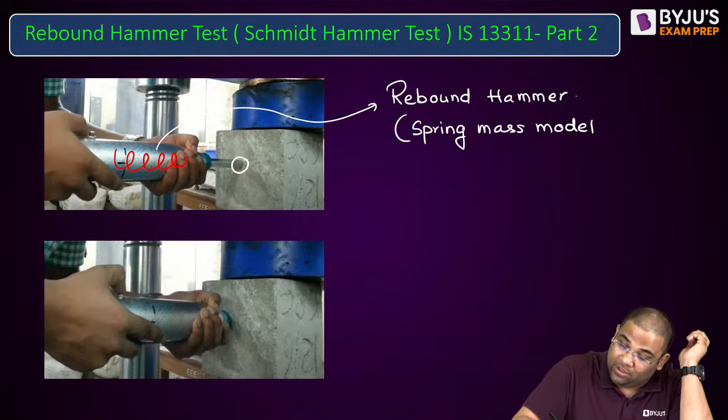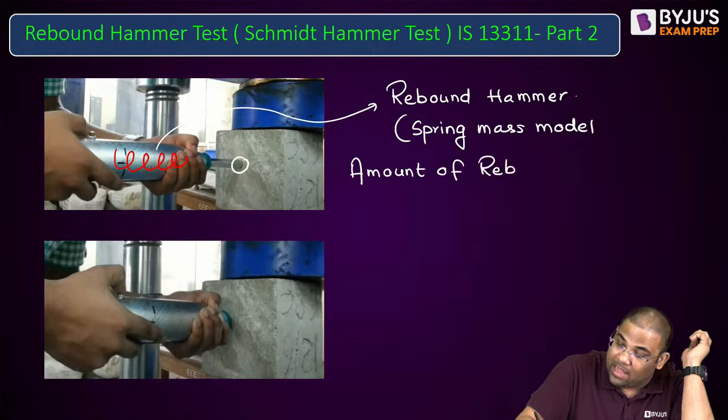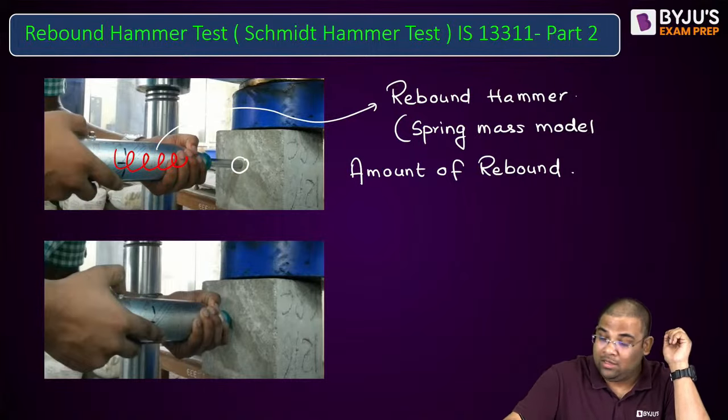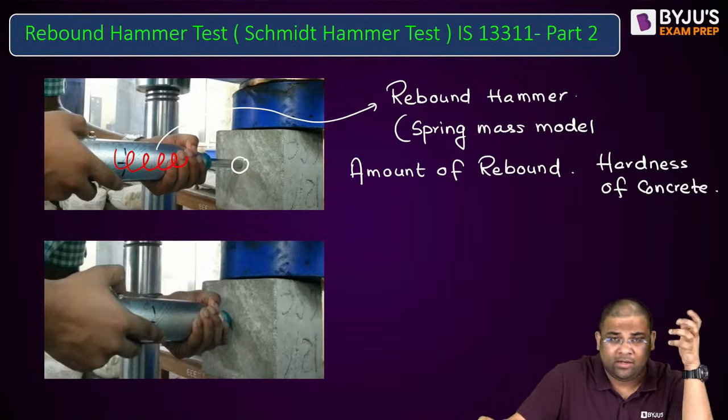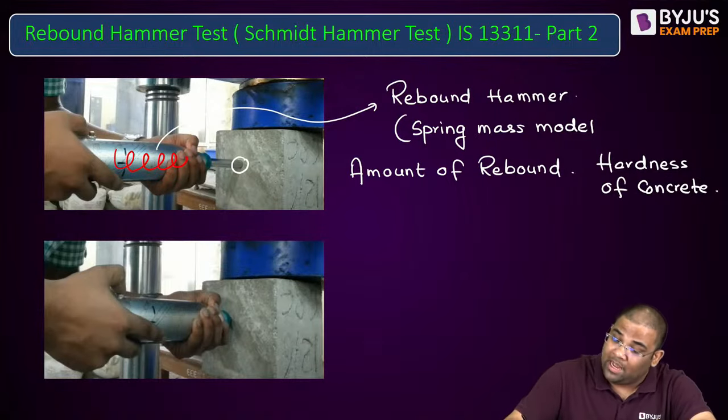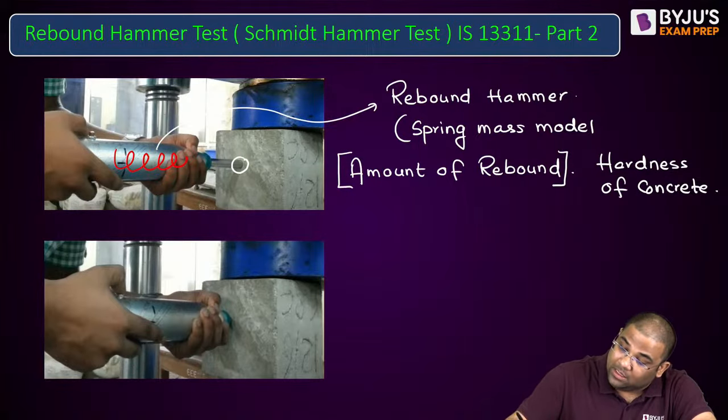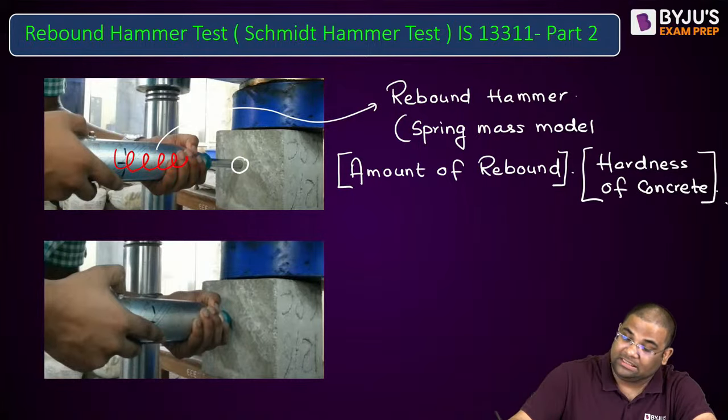Now the amount of rebound of this particular rebound hammer will depend on what? That will depend on the concrete surface, or I can say the hardness of concrete, right? The hardness of concrete. And hardness of concrete will decide what? The quality of concrete, yes? So from the amount of rebound, the hardness of concrete is judged.